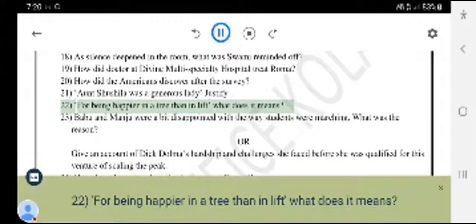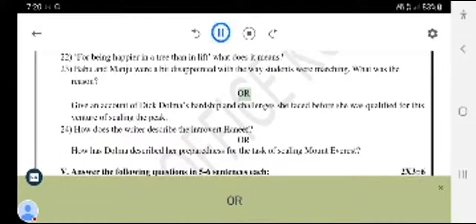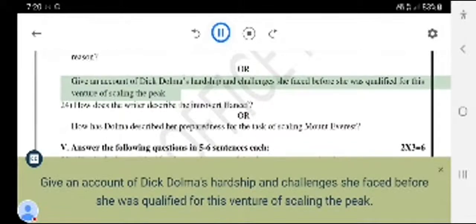22. For being happier in a tree than in a lift. What does it mean? 23. Babu and Manju were a bit disappointed with the way students were marching. What was the reason? OR. Give an account of Dicky Dolma's hardships and challenges she faced before she was qualified for this venture of scaling the peak.